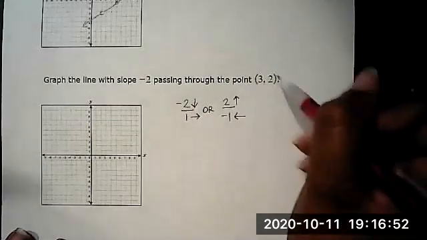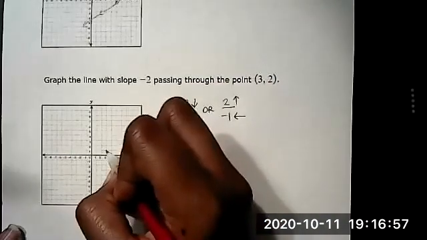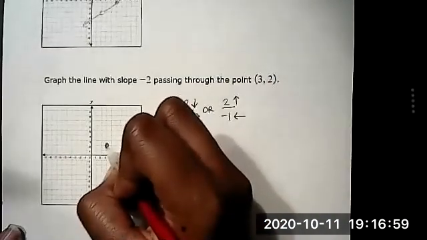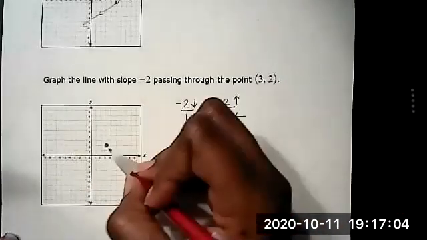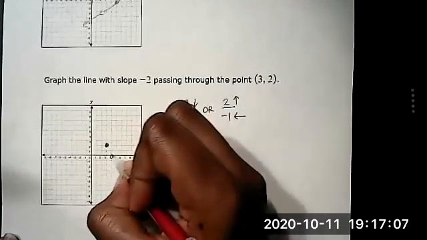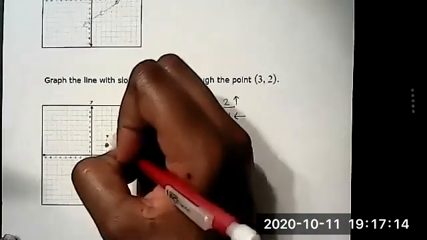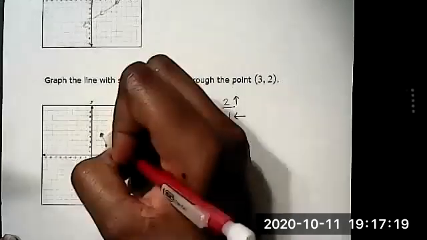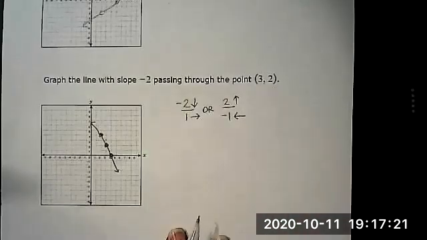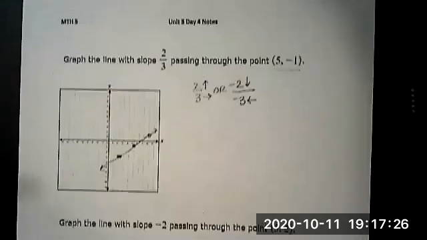Okay, so use this point first, 3, 2. So I'm going right 3, up 2, and I'm going to put a point there. That's the point I'm going to use first. Then I'm going down 2, right 1. And then here, back to the point I was, back to 3, 2, and go up 2, left 1. Put a point there. That is my line I'm graphing. Okay. And that is all you do for that. All right, that is unit 5, day 4.